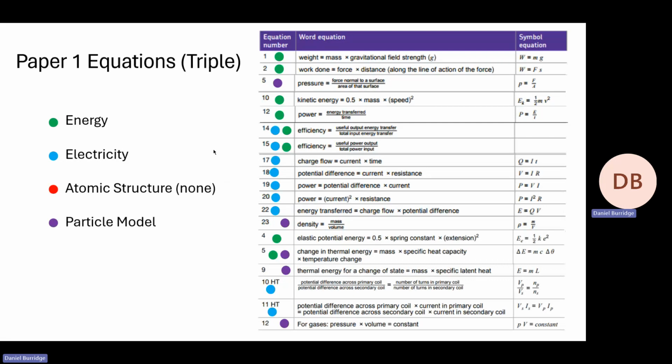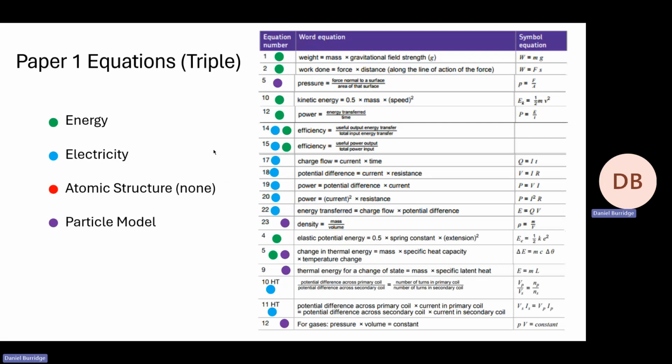We can see that energy and electricity have a lot of equations. Efficiency is something which comes up for both of them, and that could suggest that efficiency would be more likely to be asked, but there's no real weighting to any of these. You will be asked about every single topic, right? Particle model doesn't have a lot, but again, you are going to be asked about some of them, and there will be some sort of calculation questions in there.